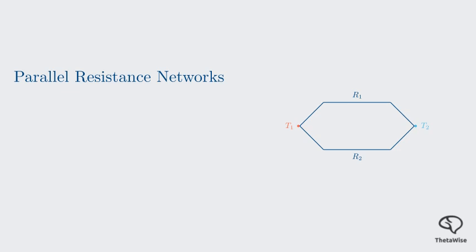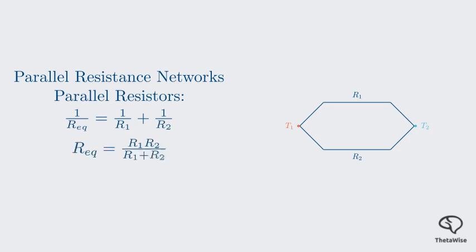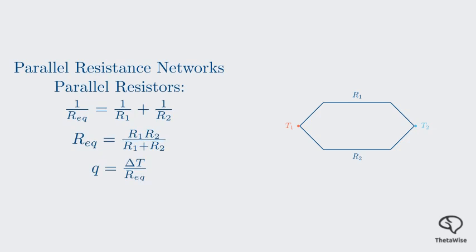Instead, we must use an equation similar to the one for parallel electrical resistors to find the equivalent resistance. The equivalent thermal resistance is found by taking the reciprocal of the sum of the reciprocals of the individual resistances. So 1 over R equivalent equals 1 over R1 plus 1 over R2. Solving for our equivalent, we get that it is equal to the product of the individual resistances divided by their sum. Once you have this equivalent resistance, you can use the familiar formula Q equals delta T over R equivalent to find the total heat transfer rate.